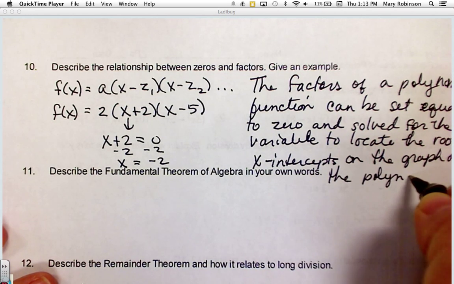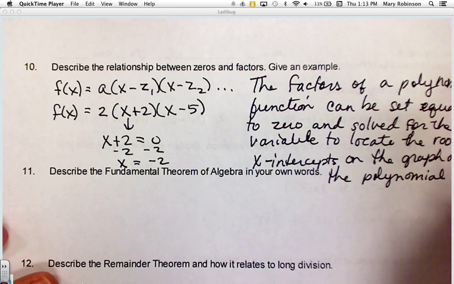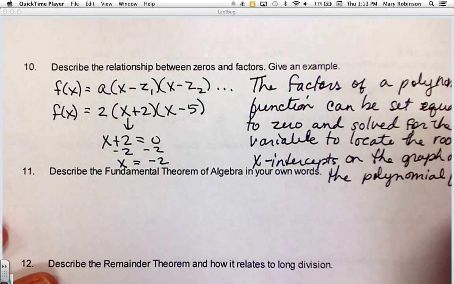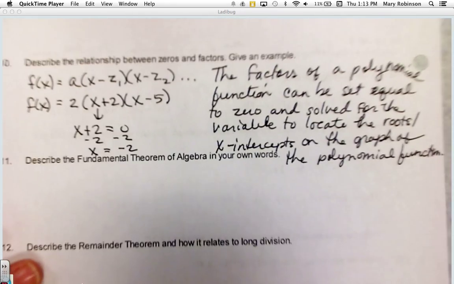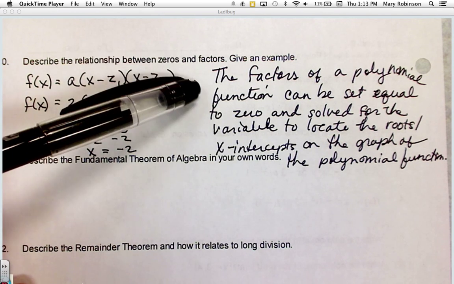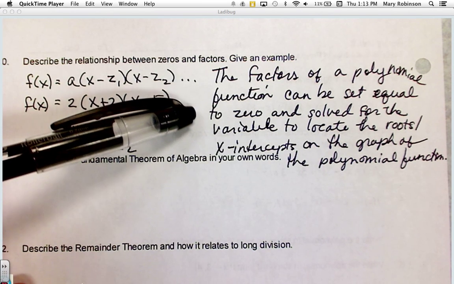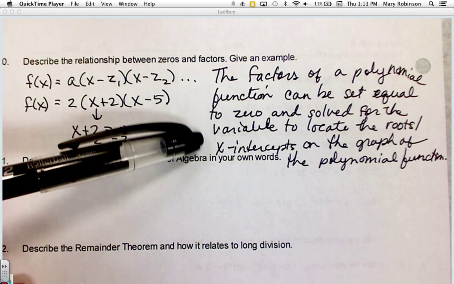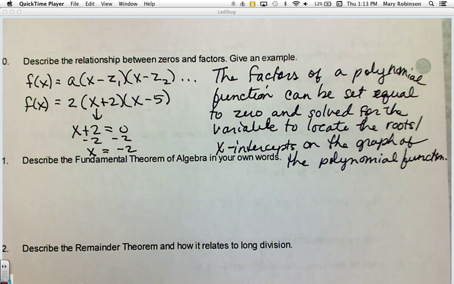So make sure when you are asked to write a written response that you do so in a way that uses the correct terminology and also is a complete sentence. The factors of a polynomial function can be set equal to 0 and solved for the variable to locate the roots or x-intercepts on the graph of the polynomial function.